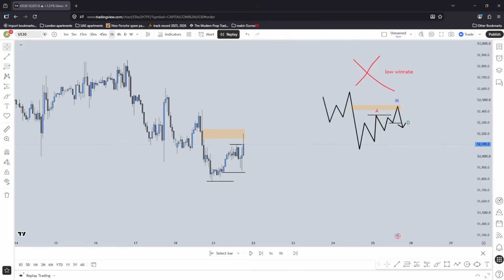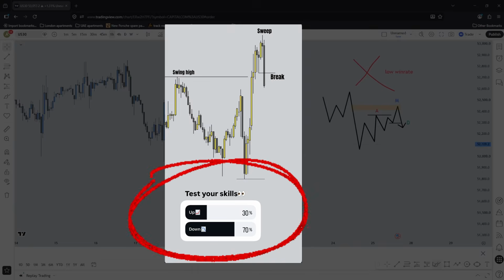So hello guys, welcome back. In this one I'll be going over this right here because a lot of people don't know how to actually identify the manipulation.